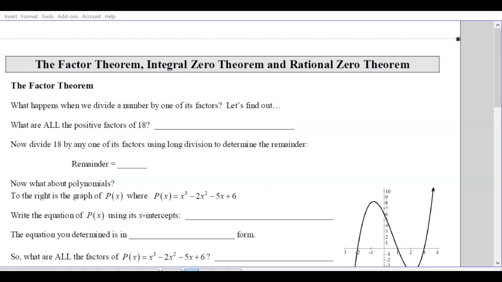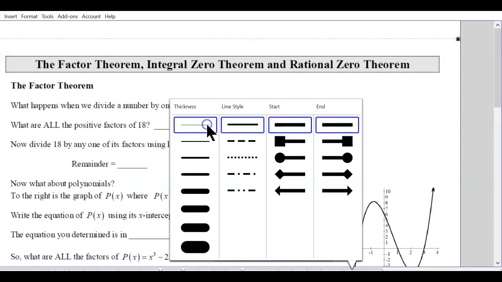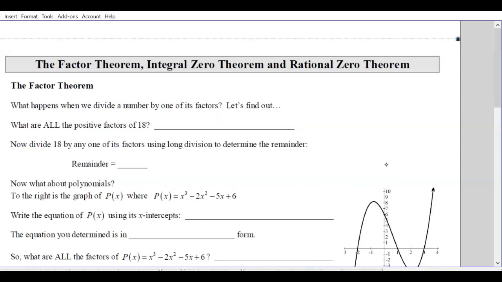Basically, you want to figure out what's the remainder if we're dividing by something that is a factor. It does go in equally. Okay, so we're going to start again with a number example. We've got 18 there. It says what happens when we divide a number by one of its factors. Hopefully you know, but let's find out.